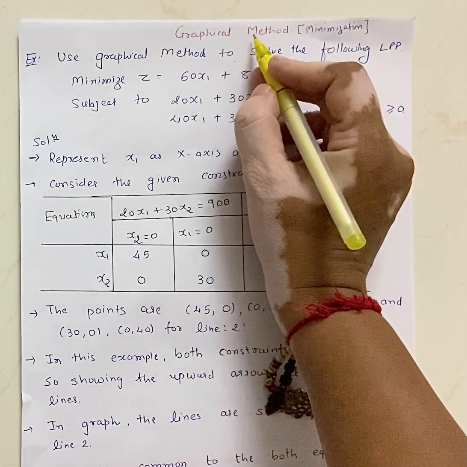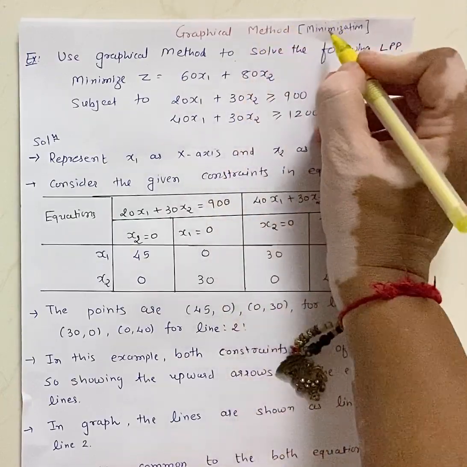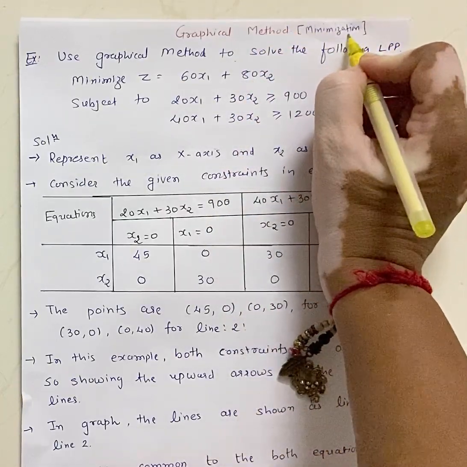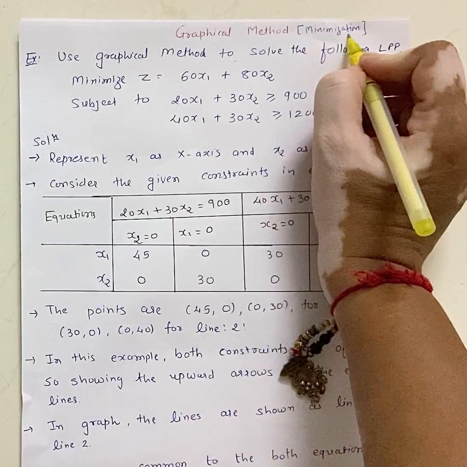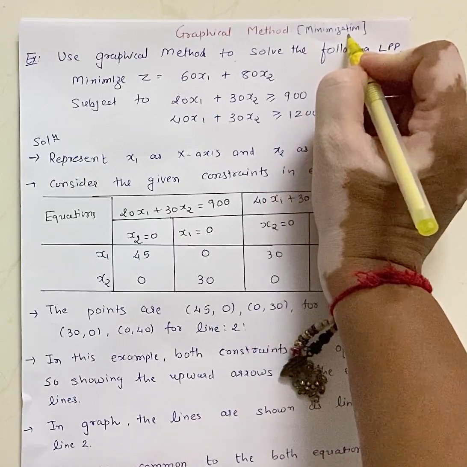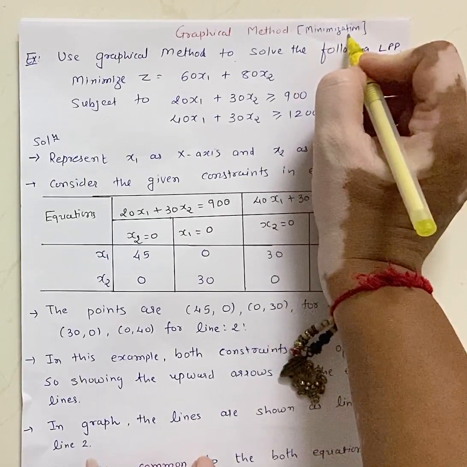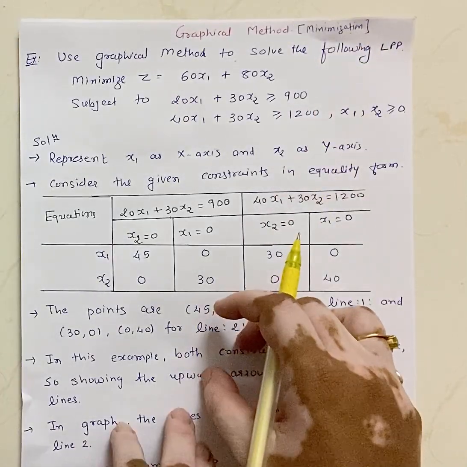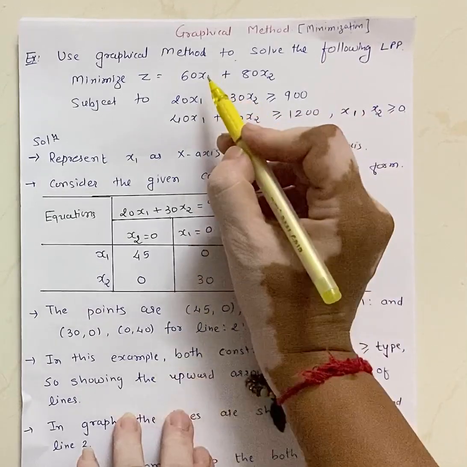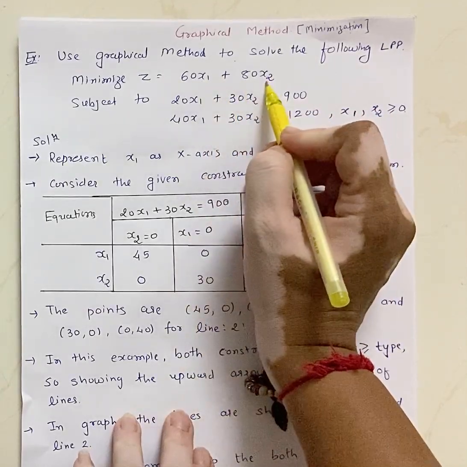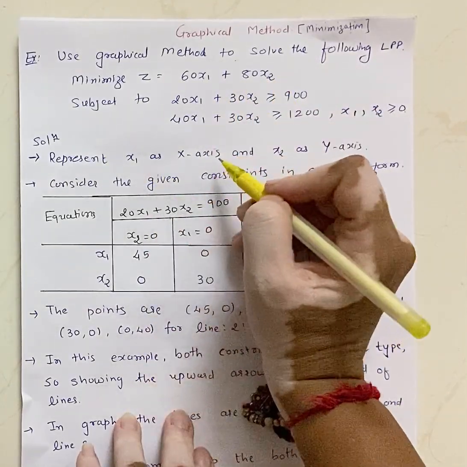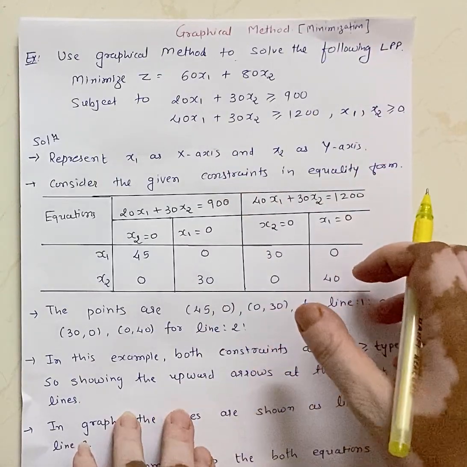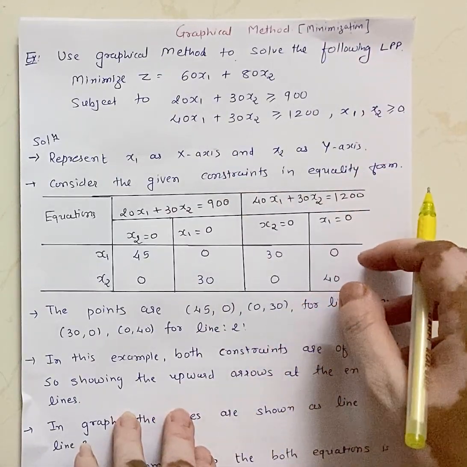This is the example of the graphical method of minimization type. Okay, this is a minimization type LPP, and you have to solve the LPP by the use of the graphical method. First of all, we check that there are two variables, x1 and x2. So let's consider x1 as the x-axis and x2 as the y-axis. Now consider the constraints.